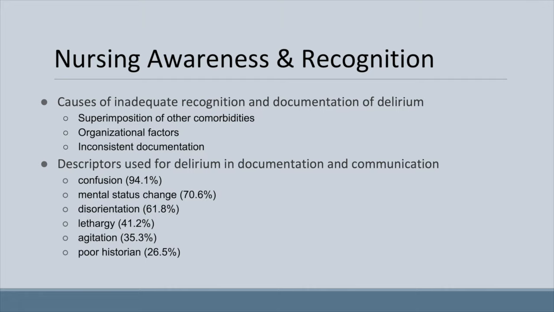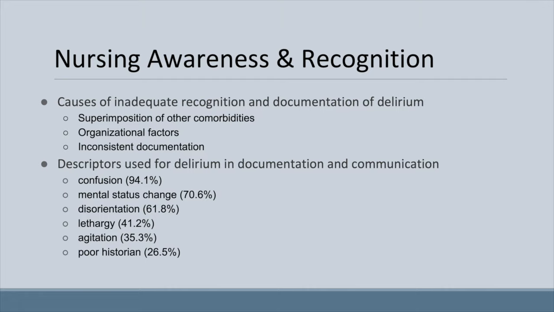In their study, the performance of nurses and physicians in recognizing, documenting, and treating delirium is inadequate, despite the adverse consequences associated with delirium. This inadequate recognition and documentation of delirium is caused by superimposition of other comorbidities, organizational factors, and inconsistent documentation. Delirium is usually superimposed on dementia, increased patient acuity, deficits in hearing and vision, and the fluctuating symptoms of the delirium itself.